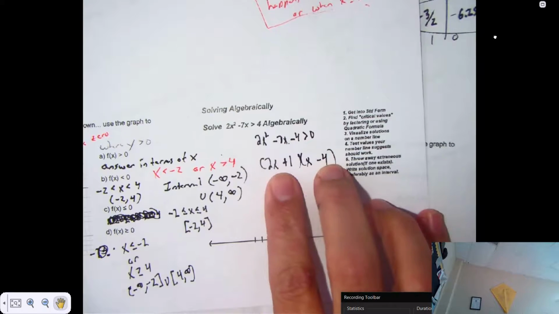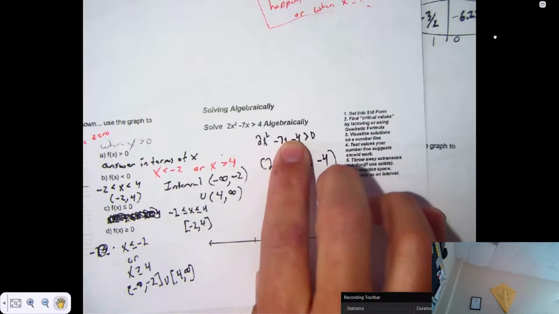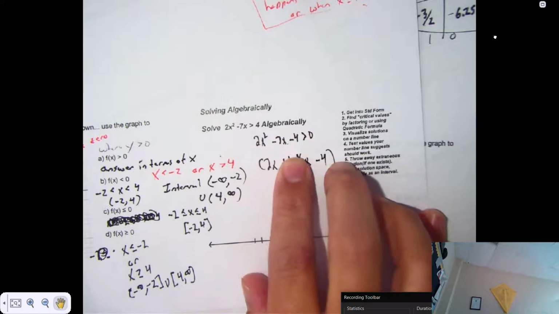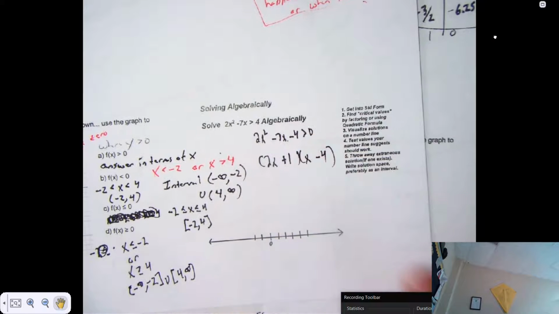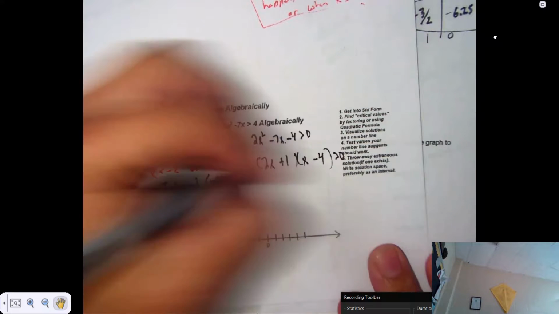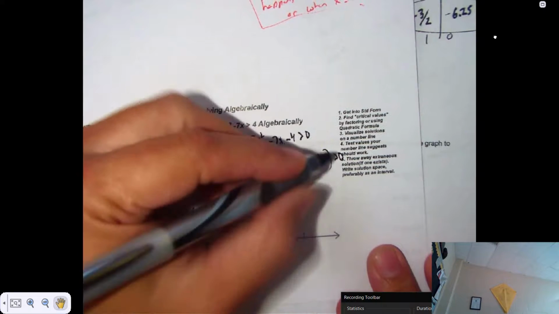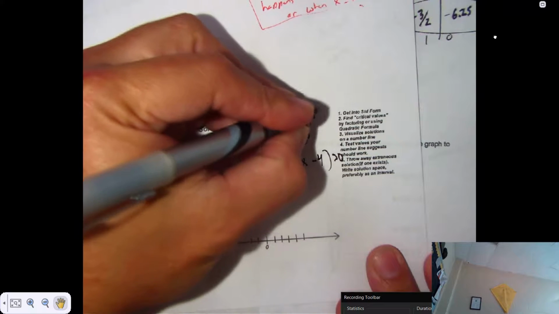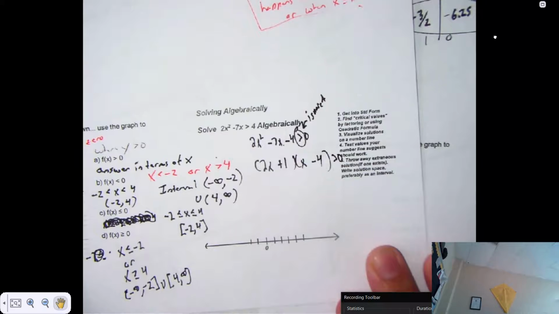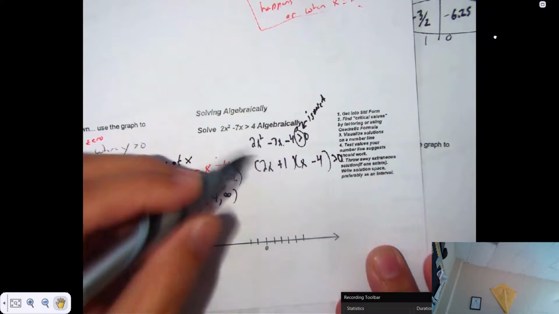Negative 8x on the outside, positive x on the inside, sum is negative 7. And a positive 1 times a negative 4 creates a negative 4. Still greater than 0. Now, this guy right now should be ignored, because what we're about to write down wouldn't make any sense.